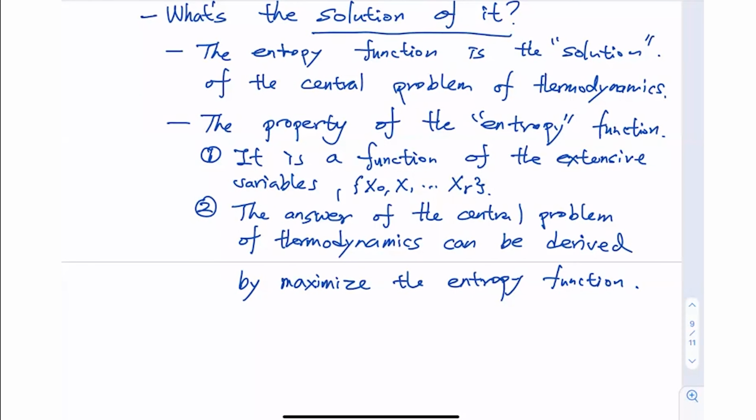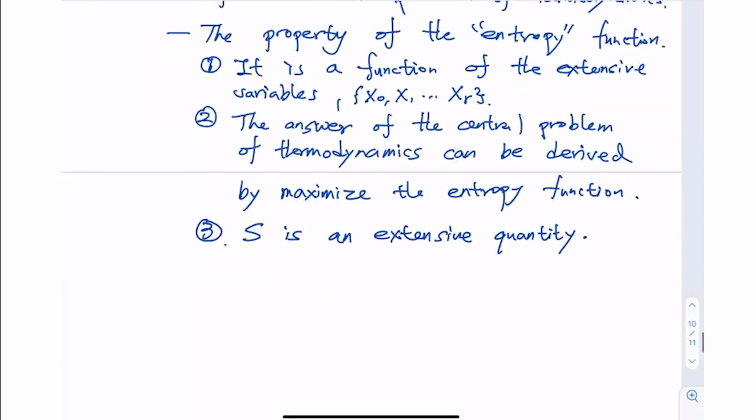Okay. And as we mentioned, there are several fundamental properties for this entropy function. The first thing is that entropy is also an extensive quantity. So if I have a system that is the union of A and B, the entropy of it should be considered as the entropy of system A plus the entropy of system B.